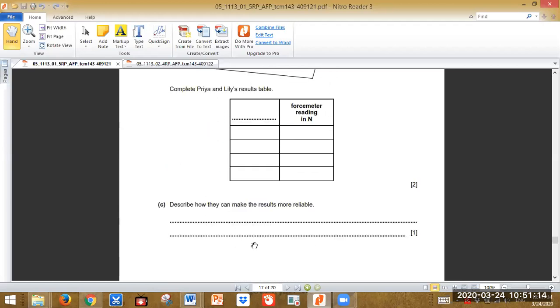Here is a table with the force meter reading in newtons. So please write here material. You will write A, B, C, and D. And on the other side of A, you will write 2.4. And on the other side of B, you will write 1.7. And on the other side of C, you will write 3.2. And the last reading would be 0.7 beside D. Question C, describe how they can make the result more reliable. You may write, repeat the test one more time or repeat the measurements.